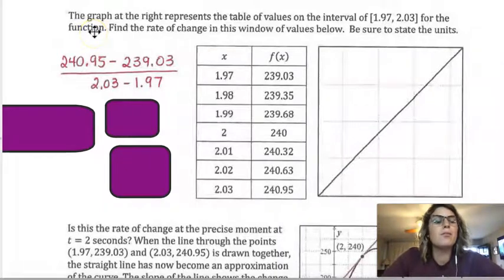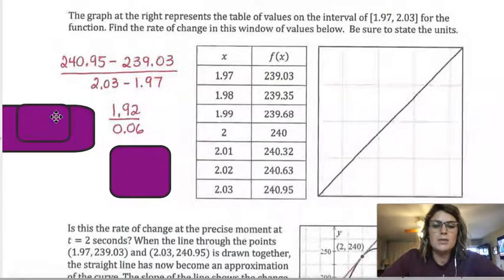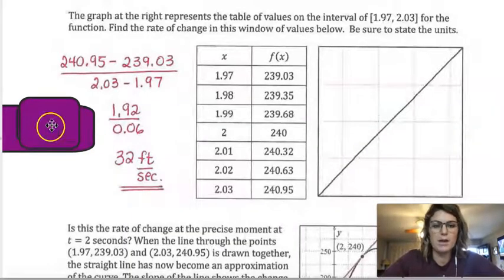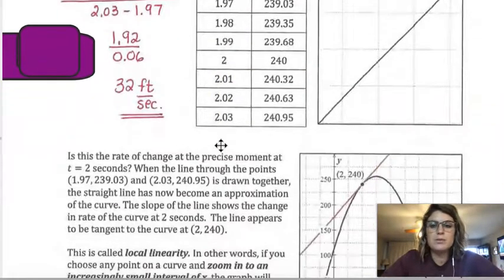we're doing it from 1.97 to 2.03. So at 2.03, it's 240.95. That's how we get this first number. Our second number is 1.97. So at 1.97, it's 239.03. That's how we get this number. And then evaluating that becomes 1.92 over 0.06, which gives us 32 feet per second. So that's pretty simple. All we're doing is subtracting things.